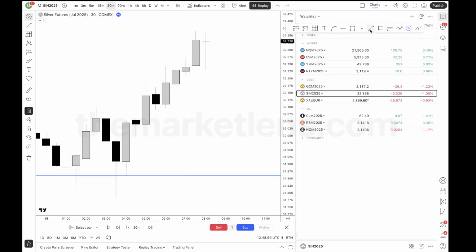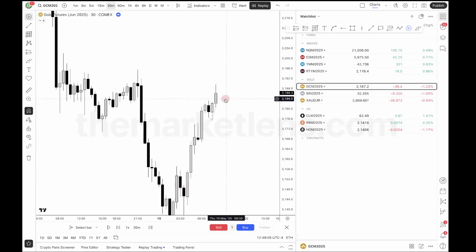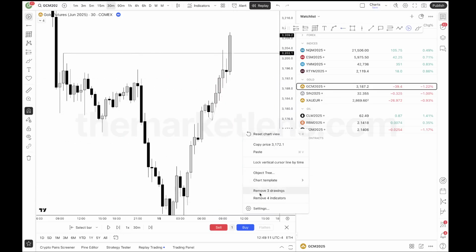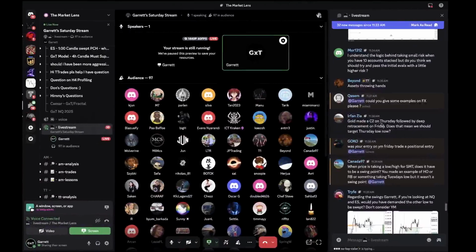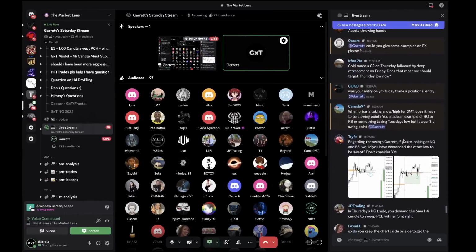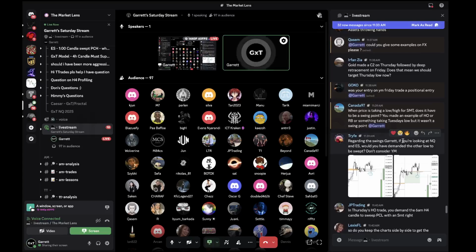Right, so here you see higher high, higher low. It's going to take some time to train your eyes, but this is what I'm targeting. It's these fair value swings just above the daily open. Boom, that's my trade. Very simple, right? That's some insight into why I traded that day when price is taking a low-high for SMT.